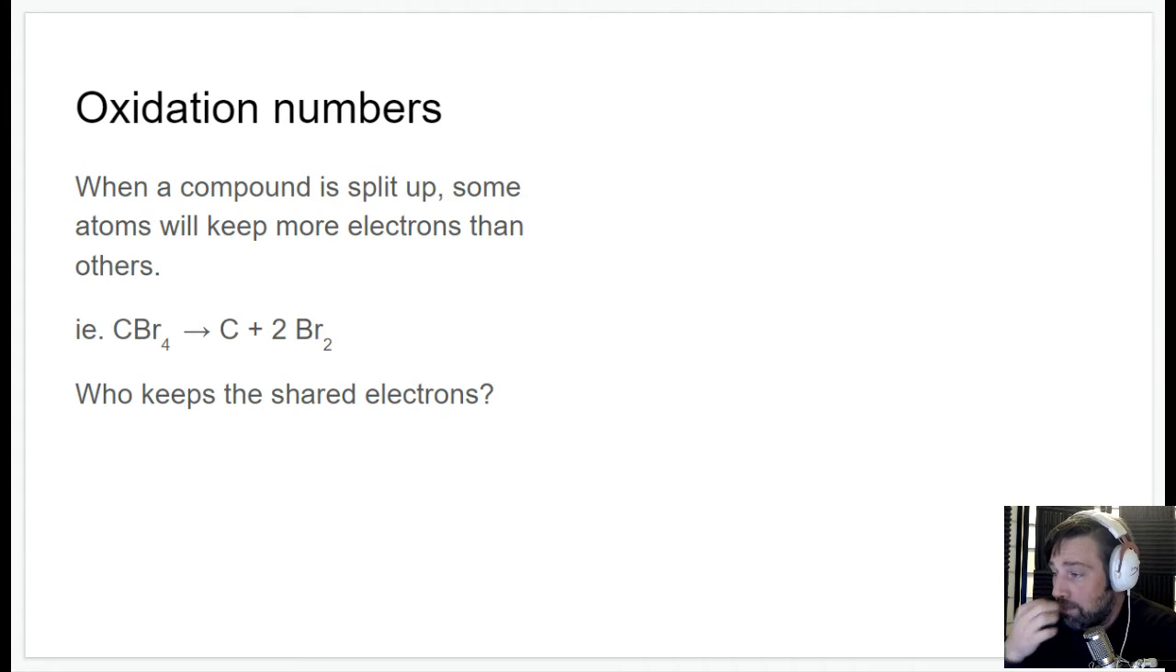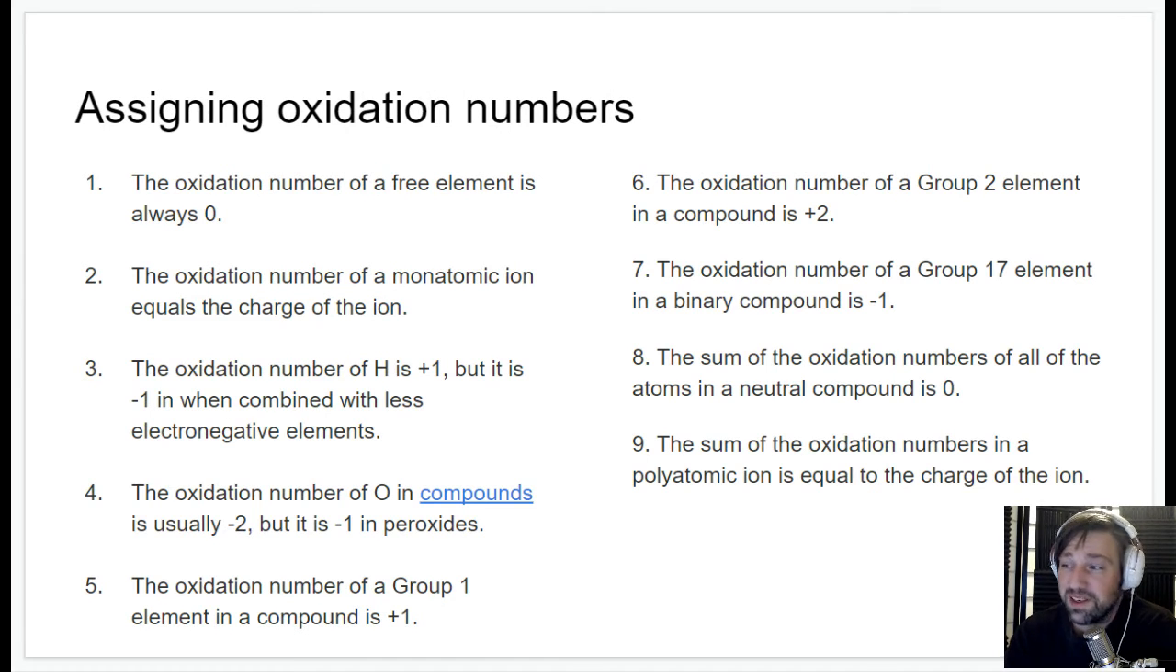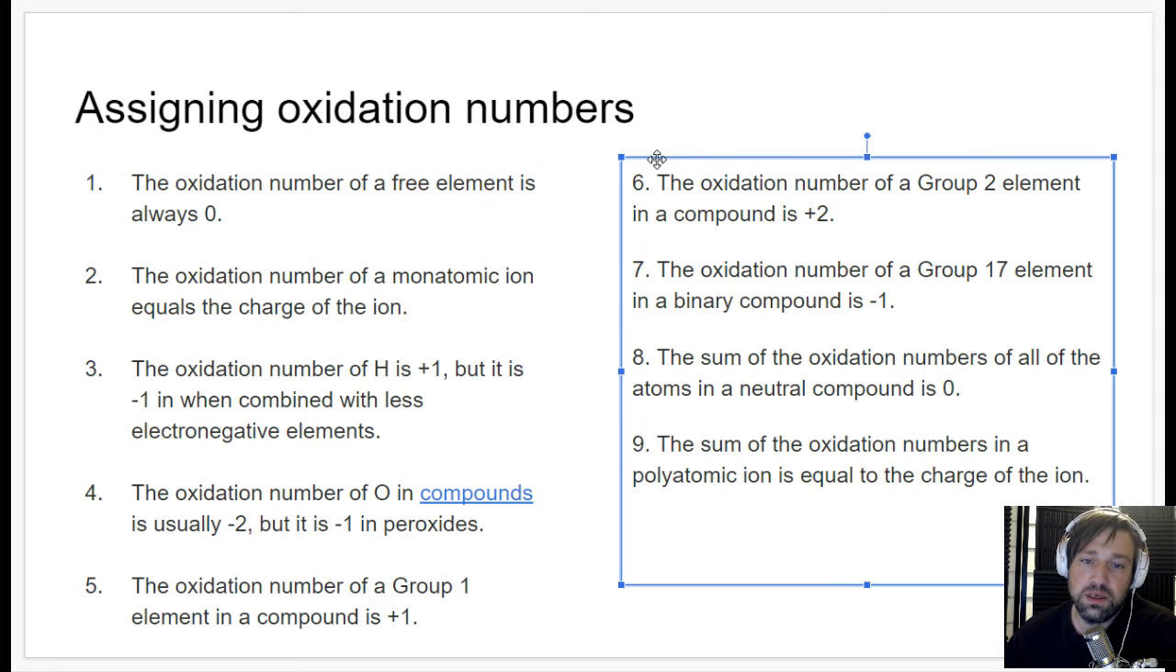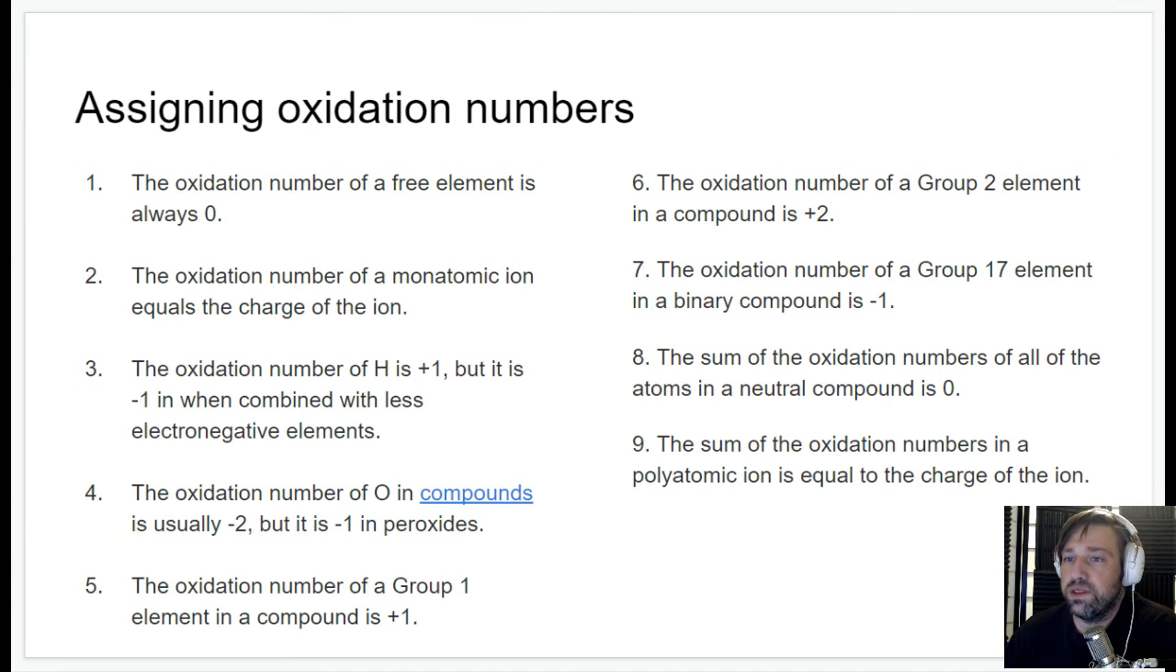Well, like many things in chemistry, we have a set of rules. Here are the set of rules. Now, don't go running and screaming. These are pretty simple rules to follow. Let me kind of just walk you through them. So, the oxidation number of a free element is always going to be 0. So, for example, that carbon that I talked about before, if it's just pure carbon and nothing else, this oxidation number, 0. There we go.